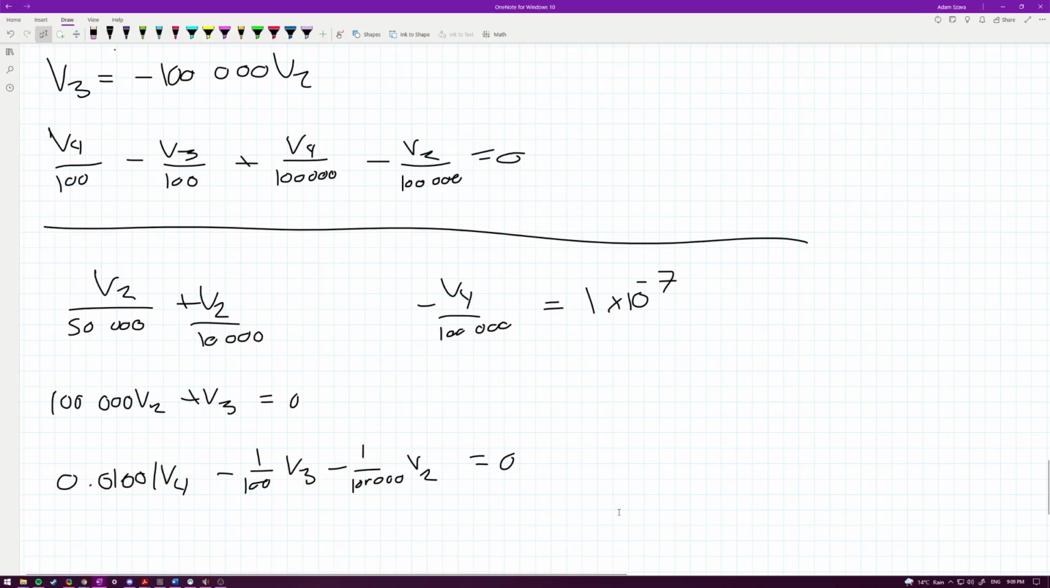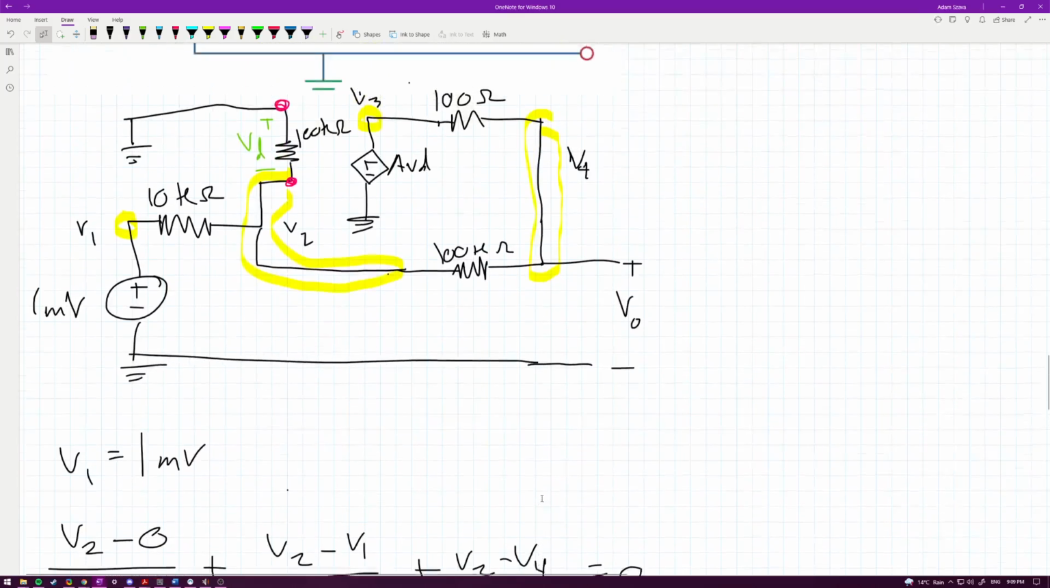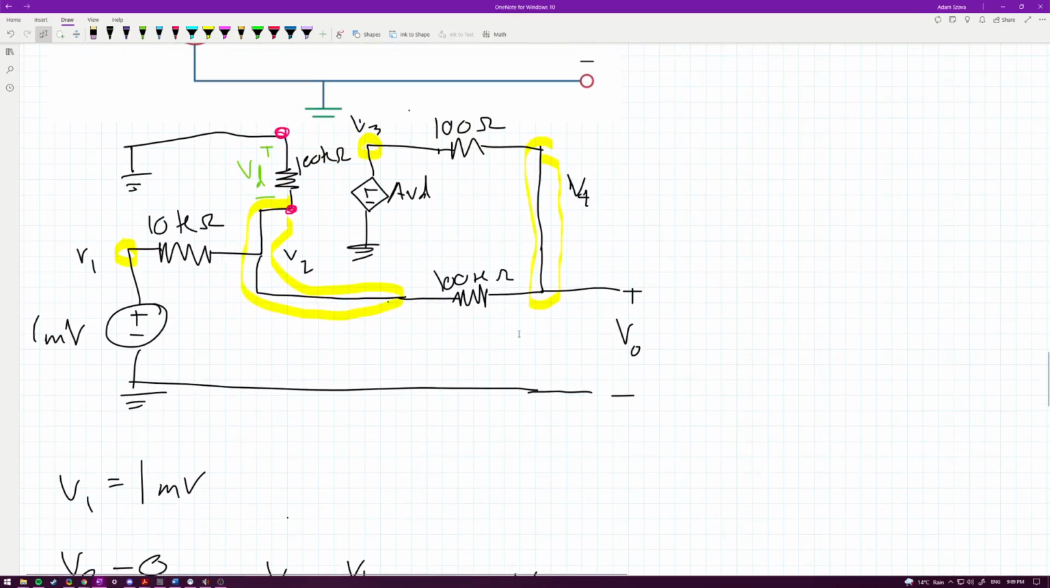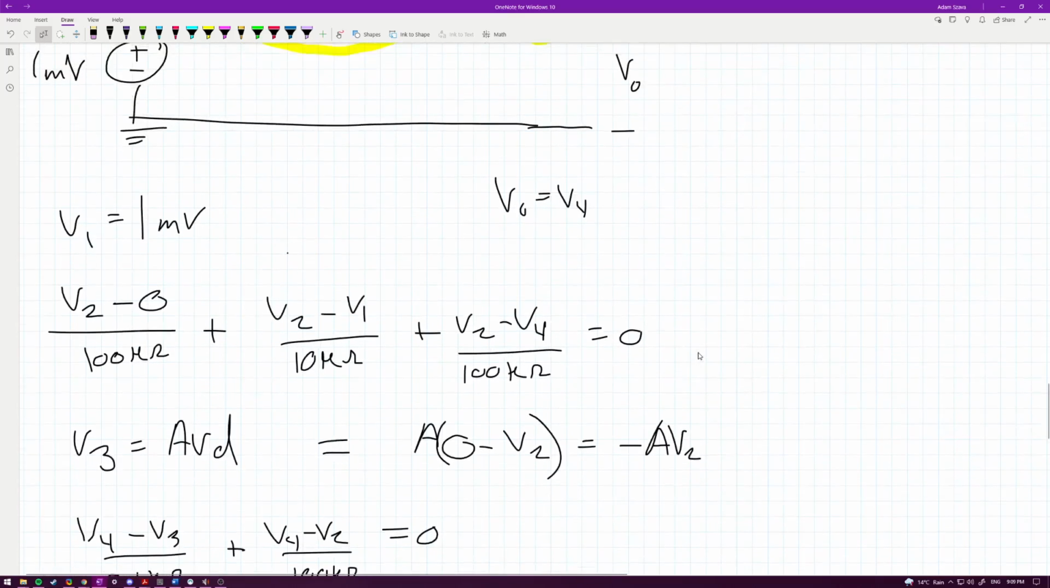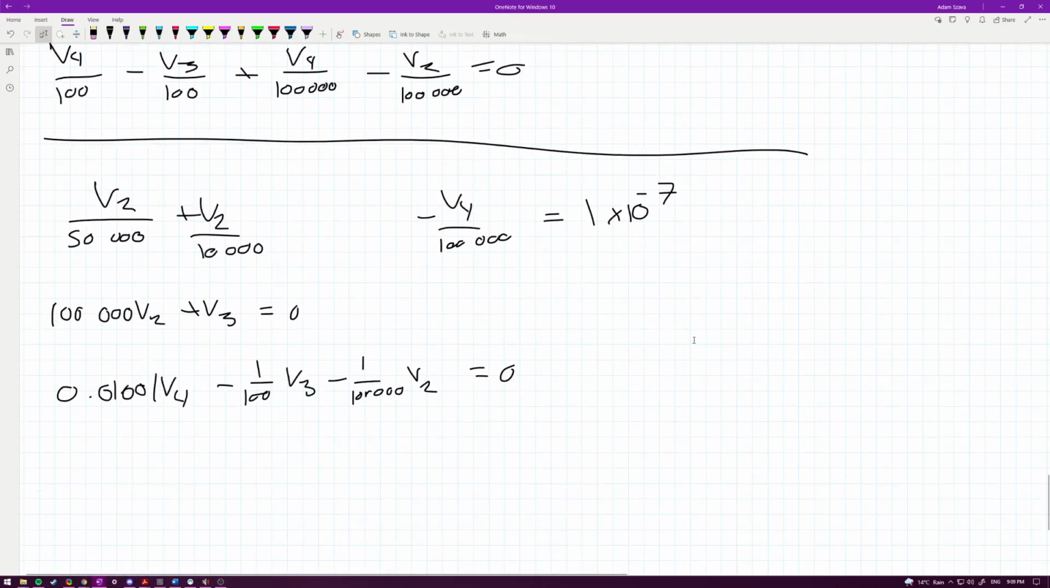Okay. 3 equations, 3 unknowns. How do I find VO after? VO is the whole big voltage difference. No, it's just V4. Never mind. VO is equal to V4. Okay, great. So now I know how to find all the voltages. Oh no, I have to add that still. So 1 over 50,000 plus 1 over 10,000 is 3 over 25,000. So this is just going to be 3 over 25,000 V2.